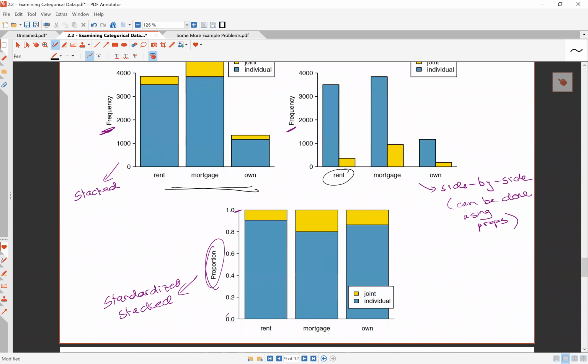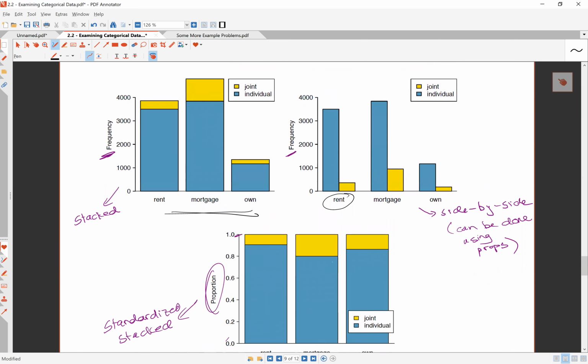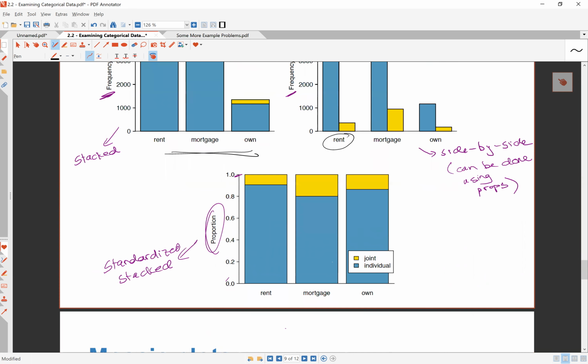And finally, there is a way to do a stacked bar plot with proportions, but we call it a standardized stacked bar plot, where now each category on the axis was standardized to proportions.